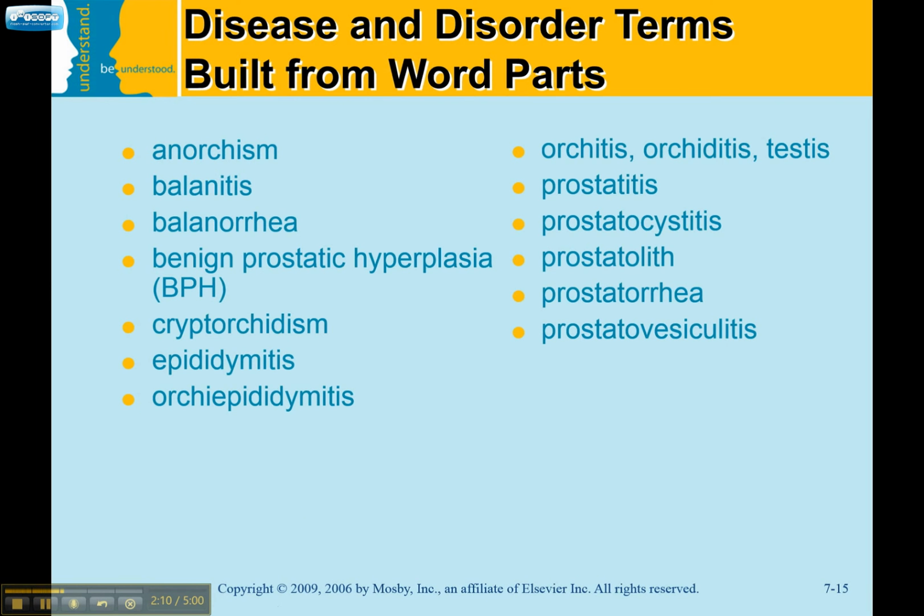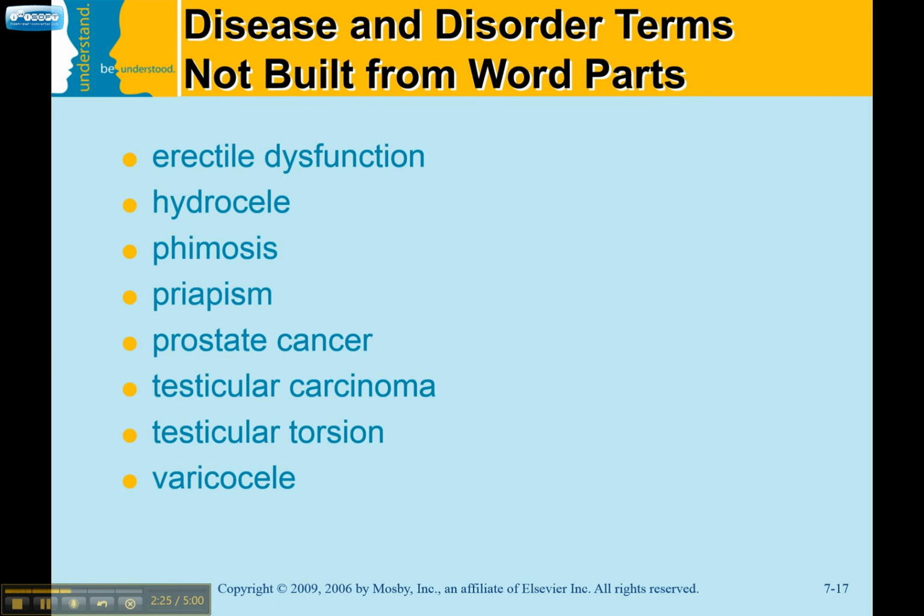So you see we're already through the first part of the chapter. So these are the ones built from word parts, which means you can use any word parts that are new this chapter, plus all of those that we've covered before, and you can do these on your own. You don't need to memorize anything. The ones not built from word parts, the more common ones that you're going to know about, are like erectile dysfunction, prostate cancer, and testicular carcinoma, which is going to be cancer of the testes.